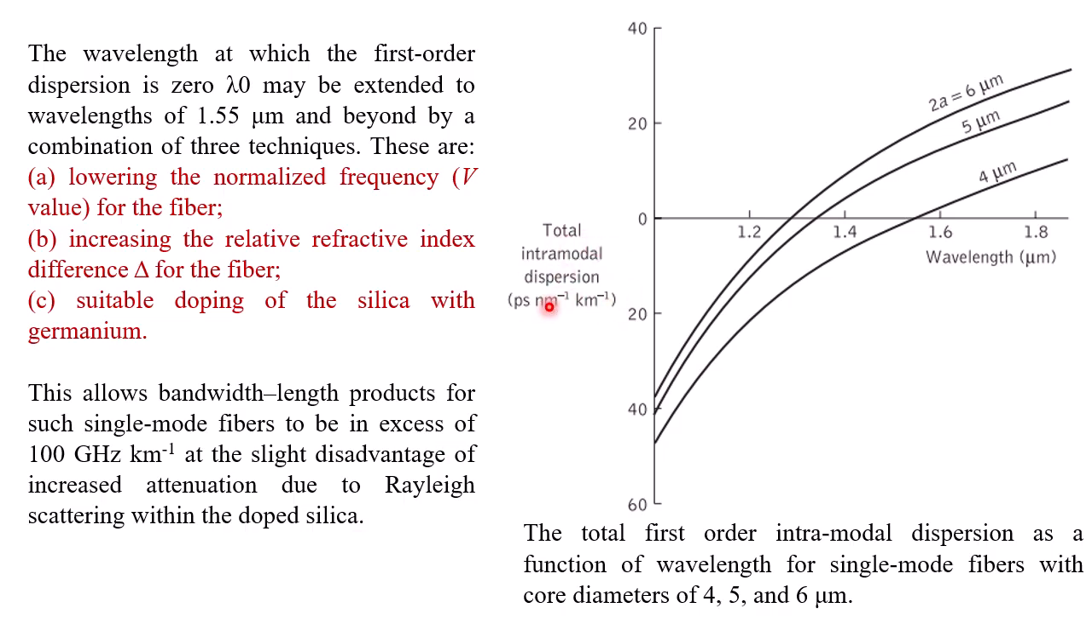So total intramodal dispersion, if we consider the variation due to the radius or the diameter of the core, for 6 micrometer, we have zero dispersion right here. For 5 micrometer, we have zero dispersion right here. And for 4 micrometer, we have zero dispersion right here. So total first order intramodal dispersion as a function of wavelength is showing that it is actually dependent on the core diameter.